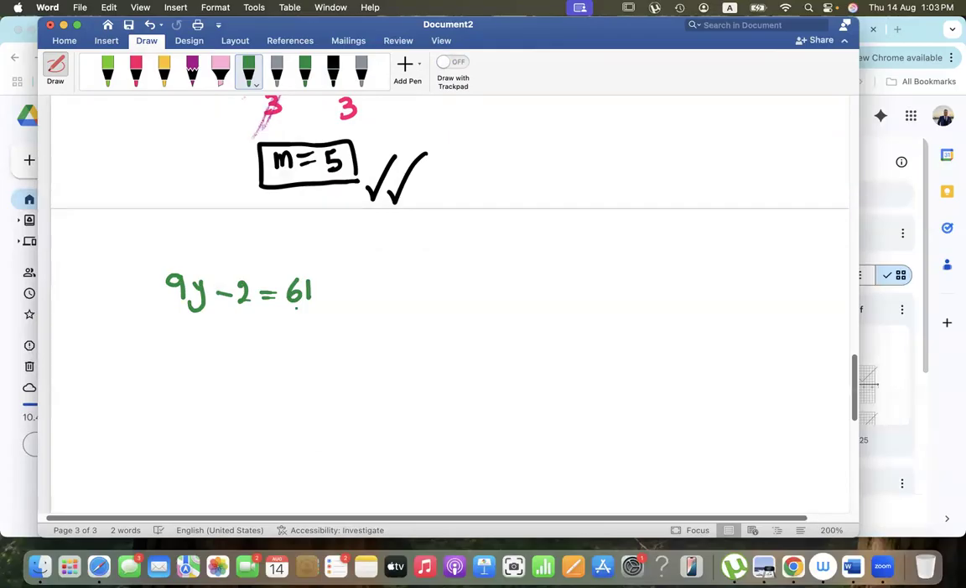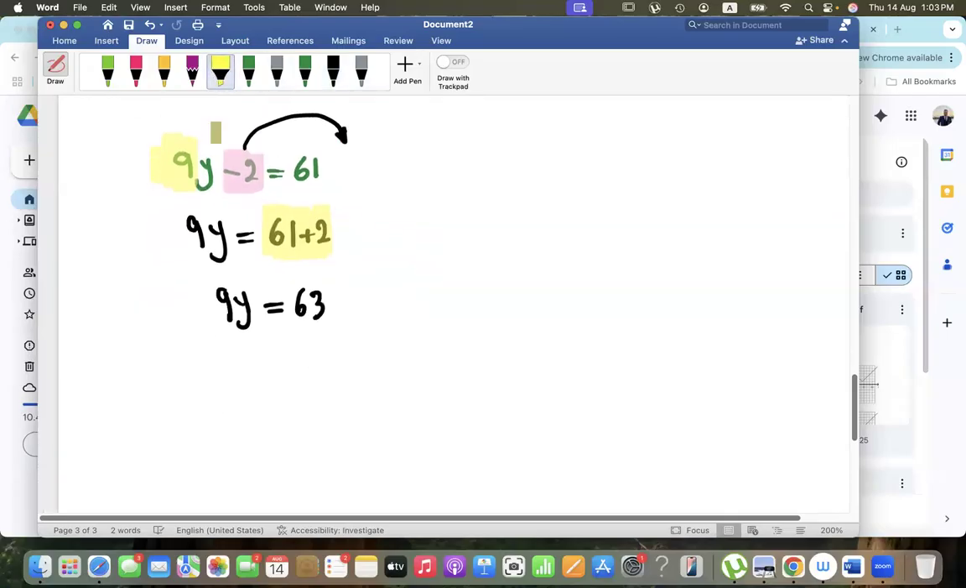As you can see in this question, we have two problems. Problem number 1, problem number 2. So subtract 2, I'm going to shift it, I'm going to transpose it to the other side. So 9y is going to be equal to 61, and minus 2 becomes plus 2. So 61 and 2 is going to be how many? Yes, 63. So 9y equals 63.